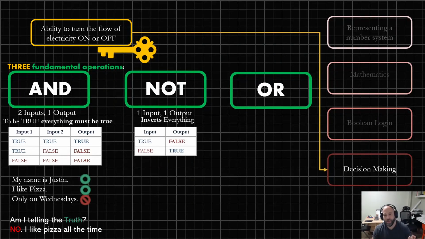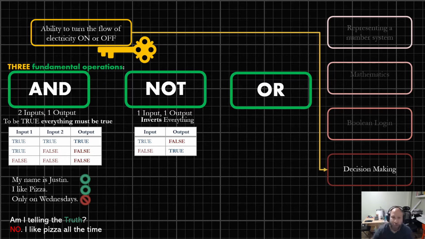NOT is a little bit simpler. Essentially, it's just an inverter. Anything that comes in, it's going to be the exact opposite that comes out. Really simple truth table. I say true, outputs false. I say false, outputs true. Really simple. And it sounds ironic, but they're logical with the operation names, right? AND is everything, it's inclusive. NOT is like Borat, not, right? No matter what comes in, it's going to be the exact opposite.